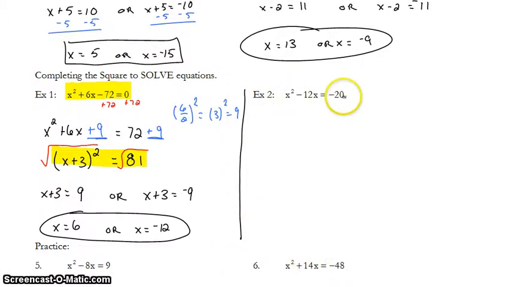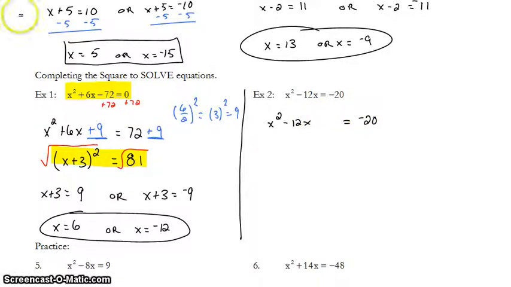Let's take a look at example 2 together. In this case, I don't have to worry about separating the sides. I already have my x squared minus 12x on one side, and I have my constant of negative 20 on the other side. I don't have to do any pre-work with the algebra.